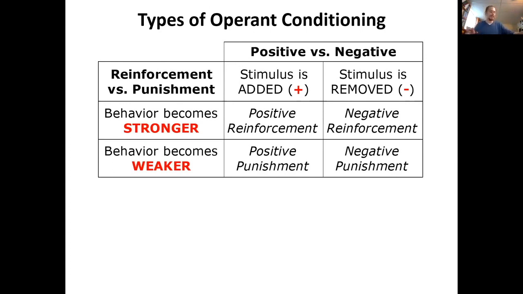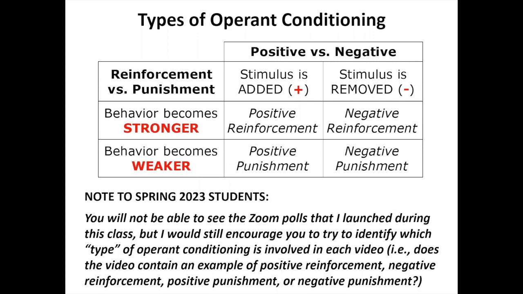Okay, so just to make sure that we're good on these four types of operant conditioning, what I'm going to do here is I've got a few videos lined up for you. Each one includes an example of operant conditioning. So after I play each one, I'm going to launch a poll for you guys, and I'll have you identify whether you think it's an example of positive reinforcement, negative reinforcement, positive punishment, or negative punishment.